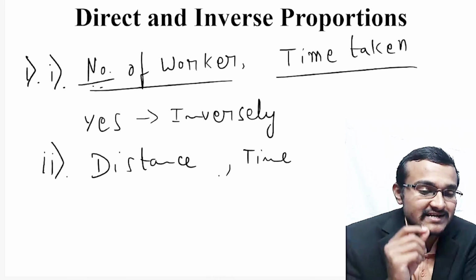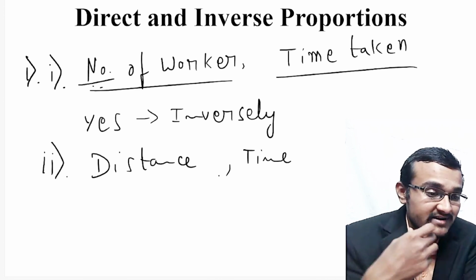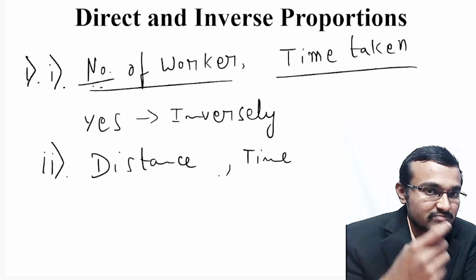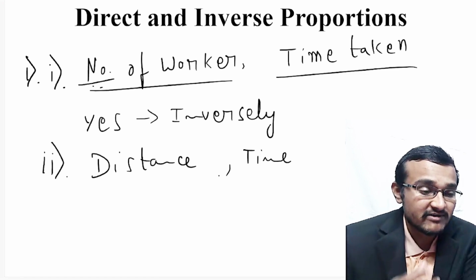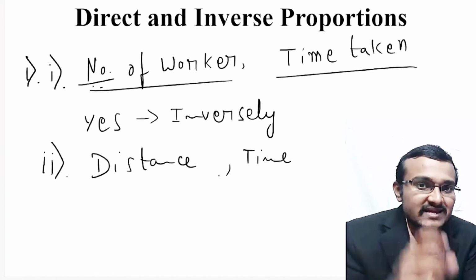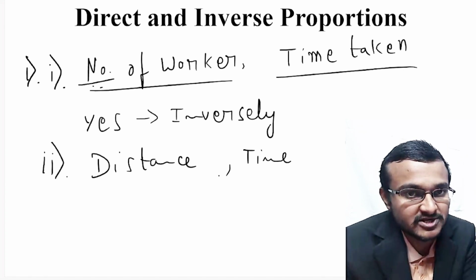So when you are going at a constant speed, and if you are covering 10 kilometers, let's say you are taking 10 minutes to complete that particular 10 kilometers. Now if I give 20 kilometers distance, and you are moving with the same uniform speed, then you will take 20 minutes to cover that particular distance.